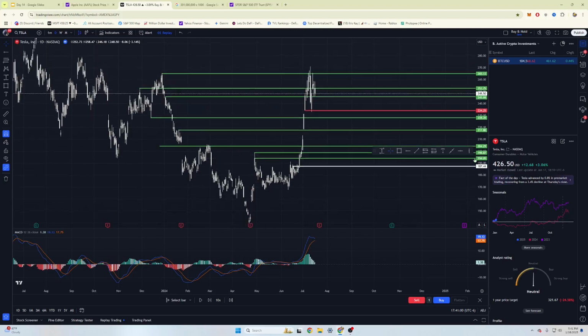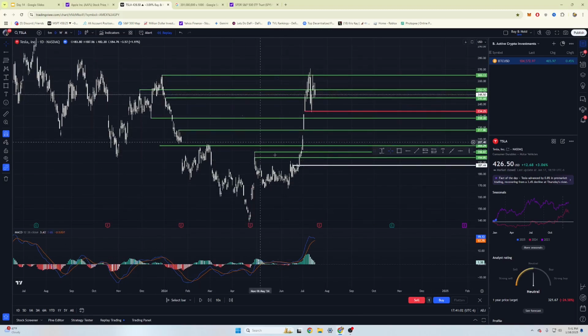So a breakout is just breaking the resistance level and holding above it and not rejecting it. See how this rejected this resistance level? It came down, rejected it, and bounced up. That's a rejection. When it closes above, it's a breakout. Okay, so that's a breakout.